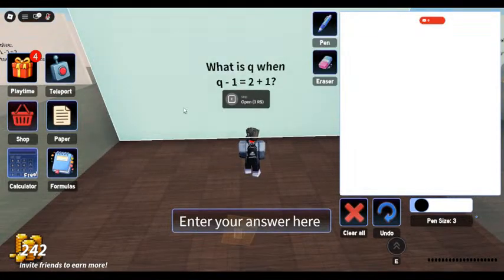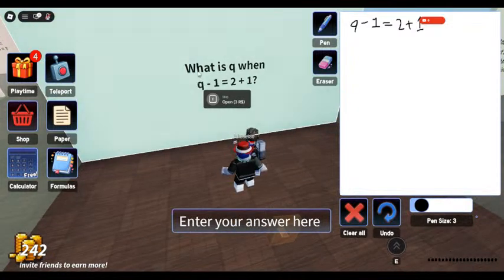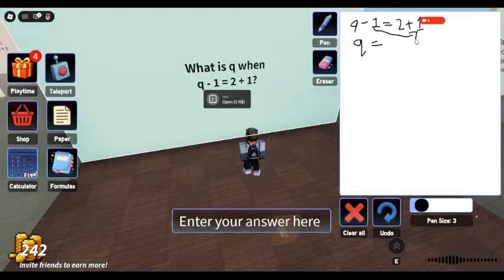In here, q is our variable, so q minus 1 is equal to 2 plus 1. You have to notice that the variable is the only one that needs to be left on one side. So q is equal to, we have to transpose negative 1, transpose 1 to the other side, so we only get q on this side. So then 2 plus 1 minus 1 becomes plus 1 again. So 2 plus 1 plus 1, q is equal to 4. There you go.